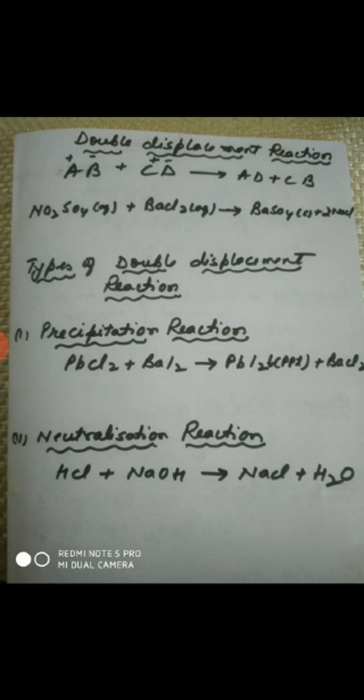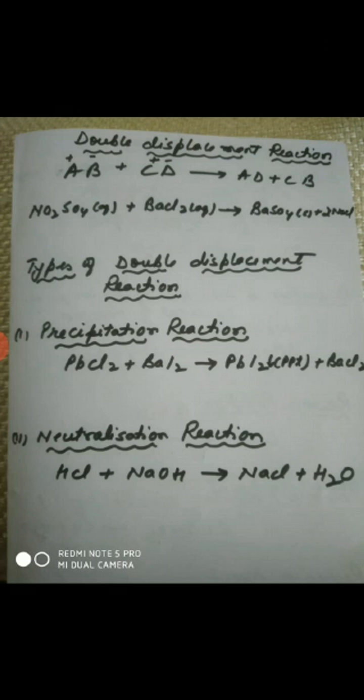One more example is there. When sodium sulfate, Na2SO4, reacts with barium chloride, BaCl2, it forms barium sulfate, BaSO4, plus sodium chloride. So there is also exchange of ions. Depending upon whether a precipitate is formed or not, double displacement reaction is classified into two categories. First is precipitation reaction and second is neutralization reaction.